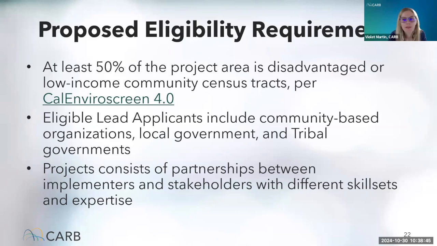The three main requirements that we're proposing to carry over include at least 50% of the project area is in disadvantaged or low-income community census tracts. This is per CalEnviroScreen 4.0, and we'll share that link in the chat for you to review some maps and other details about what that means. Eligible lead applicants include community-based organizations, local government, and tribal governments. And projects must consist of a partnership structure, so partnerships between groups implementing specific project tasks and stakeholders with different skill sets and expertise.